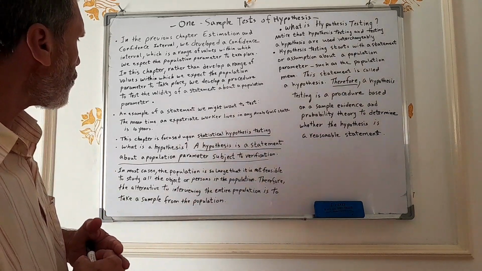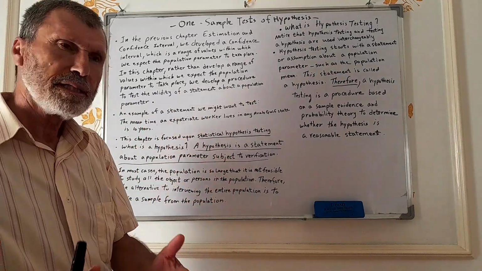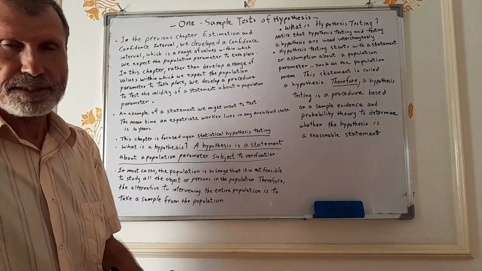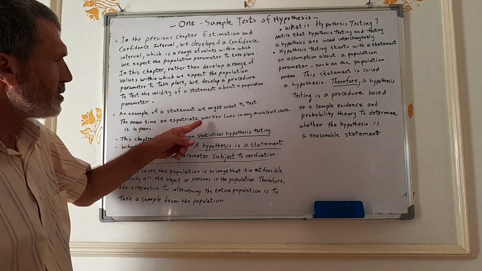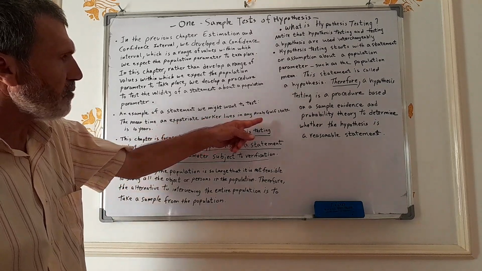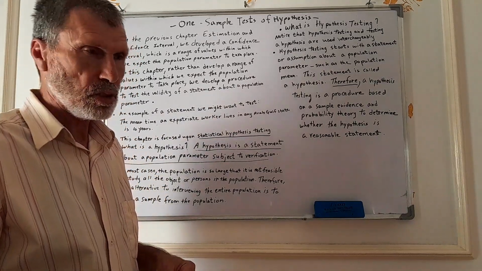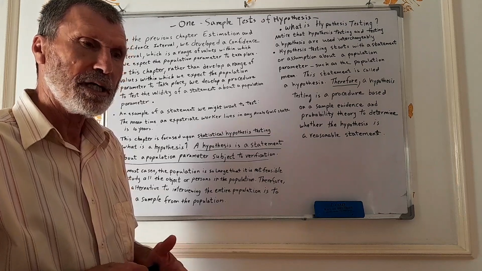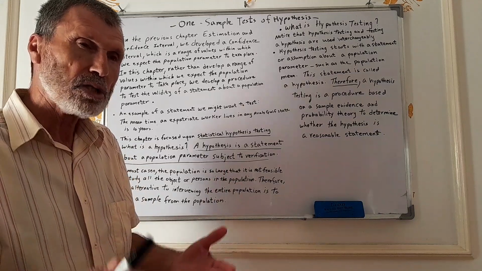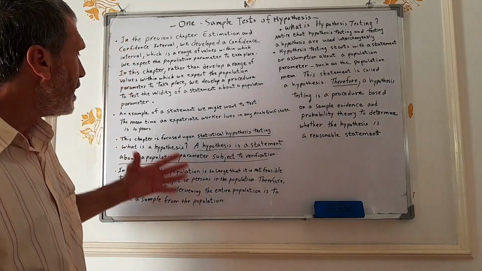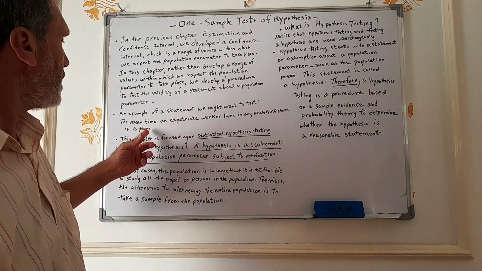So an example of a statement that we might be concerned to test is like this: the mean time an expatriate worker lives in any Arab Gulf state is 10 years. This is a statement, it's a hypothesis, okay? So we need to test, after we collect sample data, the reasonableness of this statement.